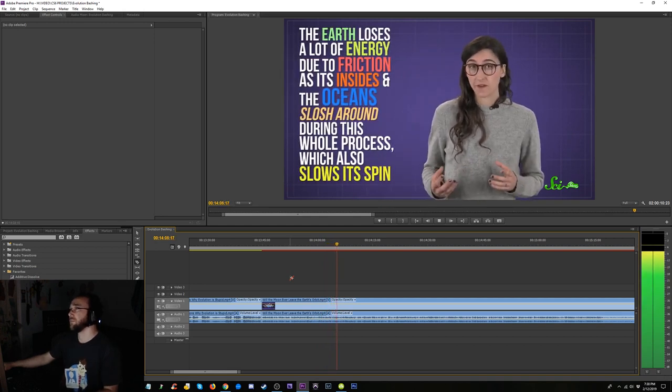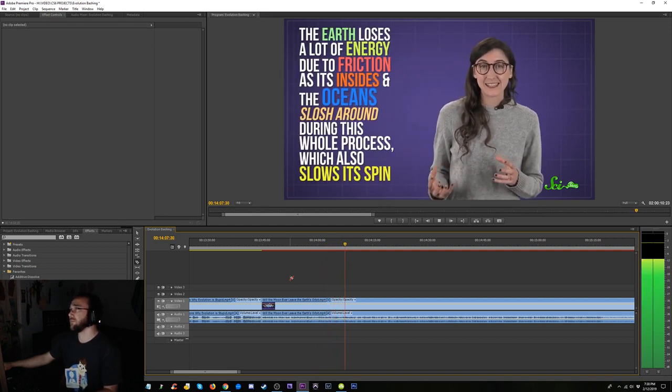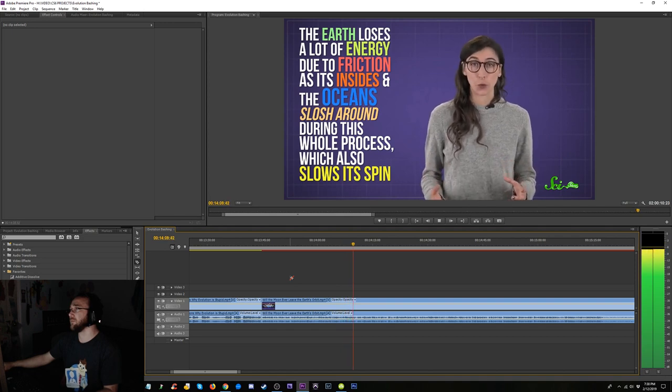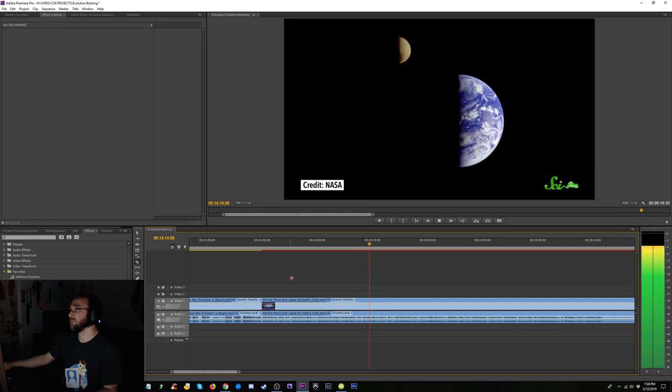The Earth loses a lot of energy due to friction as its insides and the ocean slosh around during this whole process, which also slows its spin. Since the Earth's rotation is slowing down, some mass in the Earth-Moon system moves further from the center to compensate. And that mass, in this case, is the Moon.